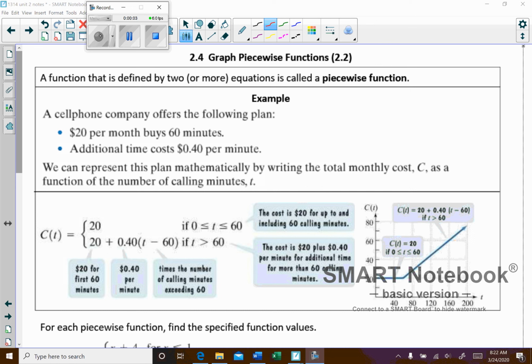All right, so graphing piecewise functions. A function that's defined by two or more equations is called a piecewise function. To explain this concept, I'm going to go ahead and show you an example of a word problem.